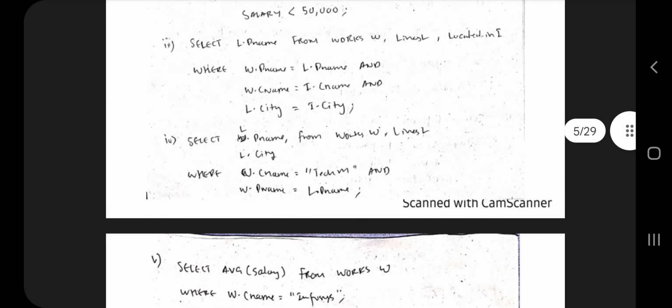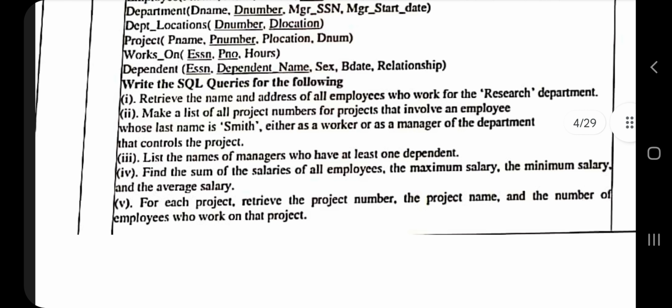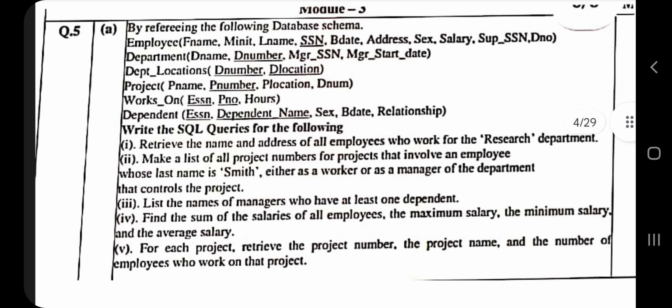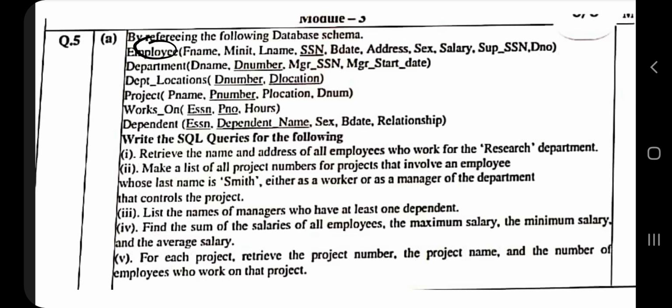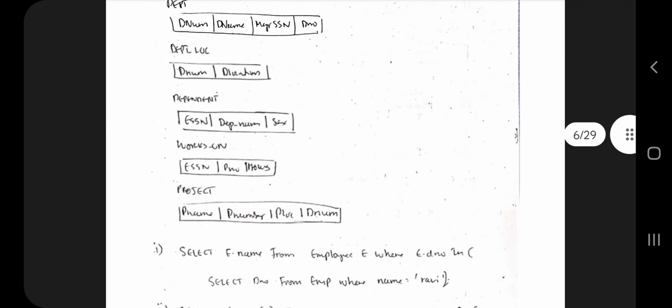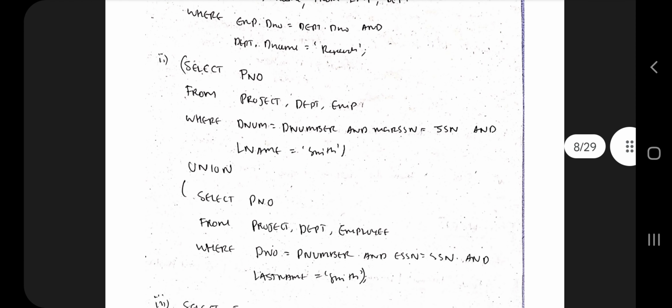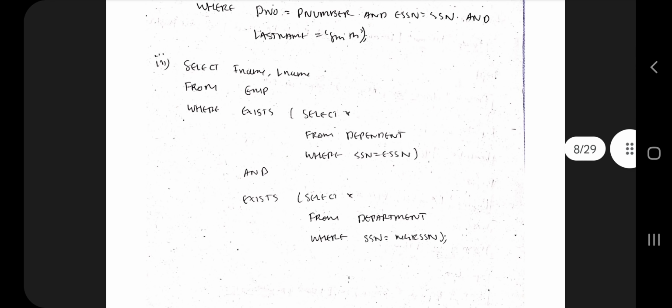Okay, let's move on to the third query. The third query is to list the managers who have at least one dependent. So list the names of what? List the names of whom? Managers. So managers name comes in employee. Select F name, L name from employee, where then we will see what is the next part of the query. This is the first part. Select F name and L name from employee.